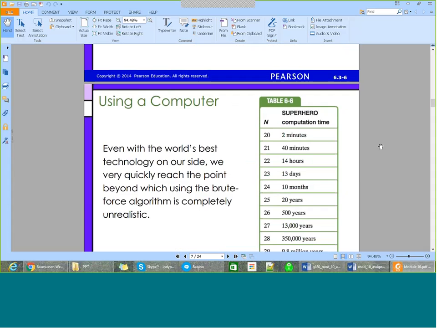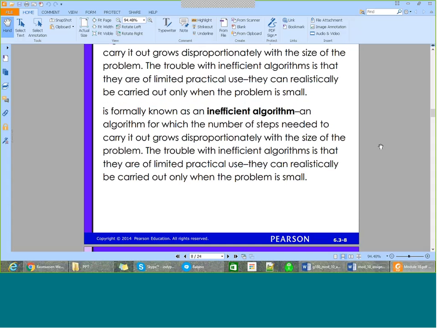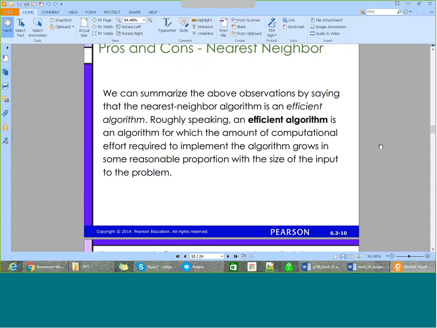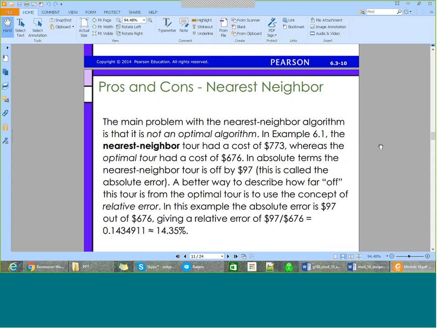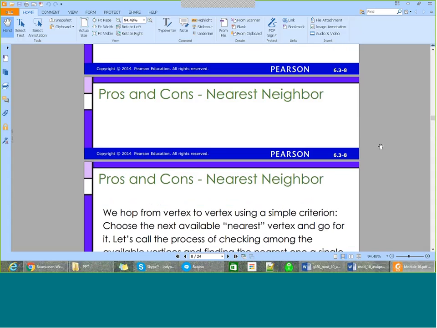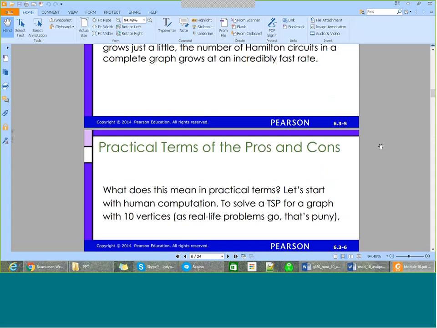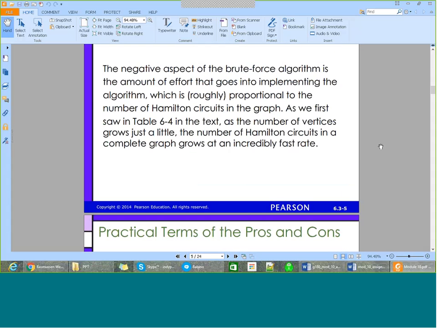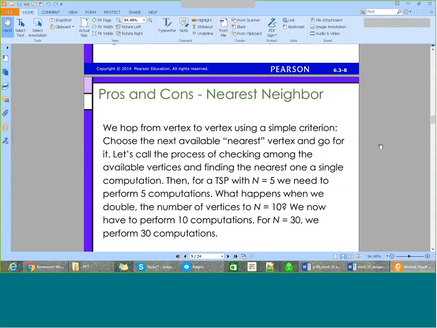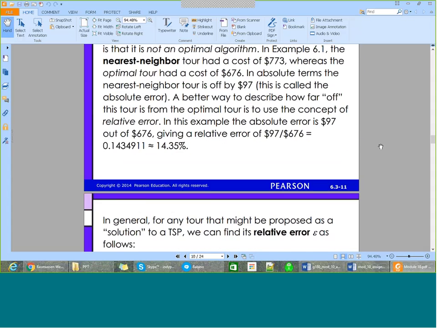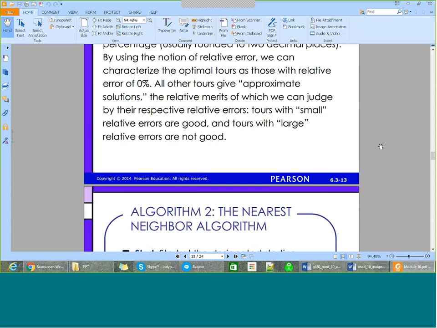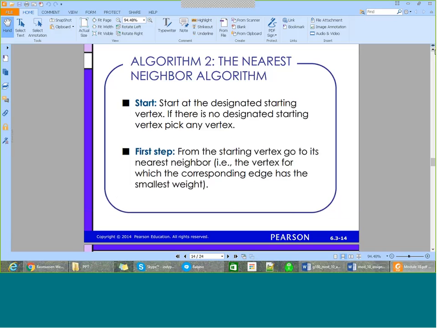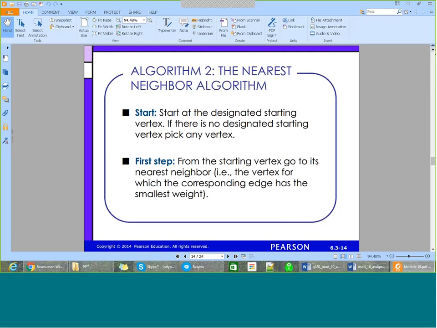The next algorithm you're going to be learning in this section is the nearest neighbor algorithm. The way it works is, let's see, there's a slide for that. Oh, maybe not. Let's see, there's a second slide here. So here it is. The second algorithm is the nearest neighbor algorithm.